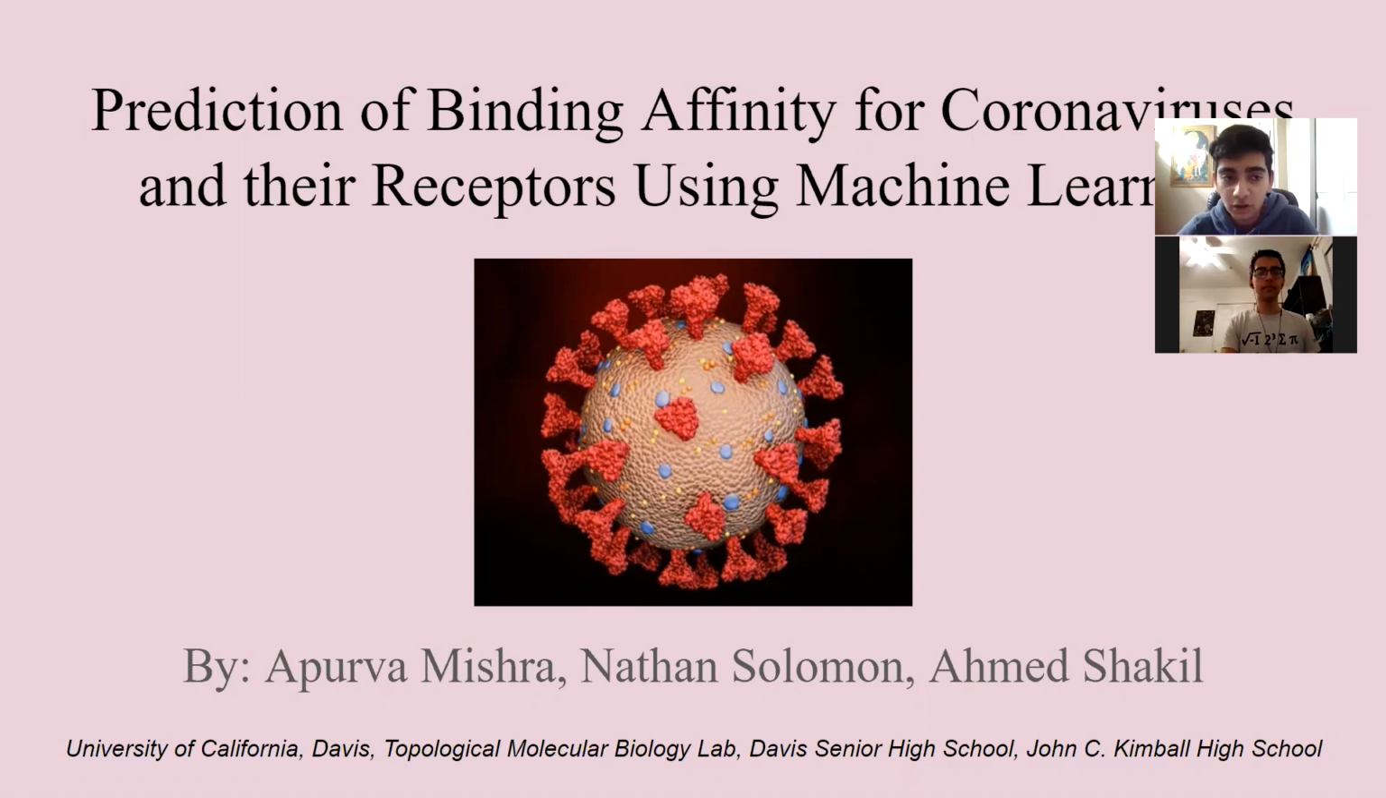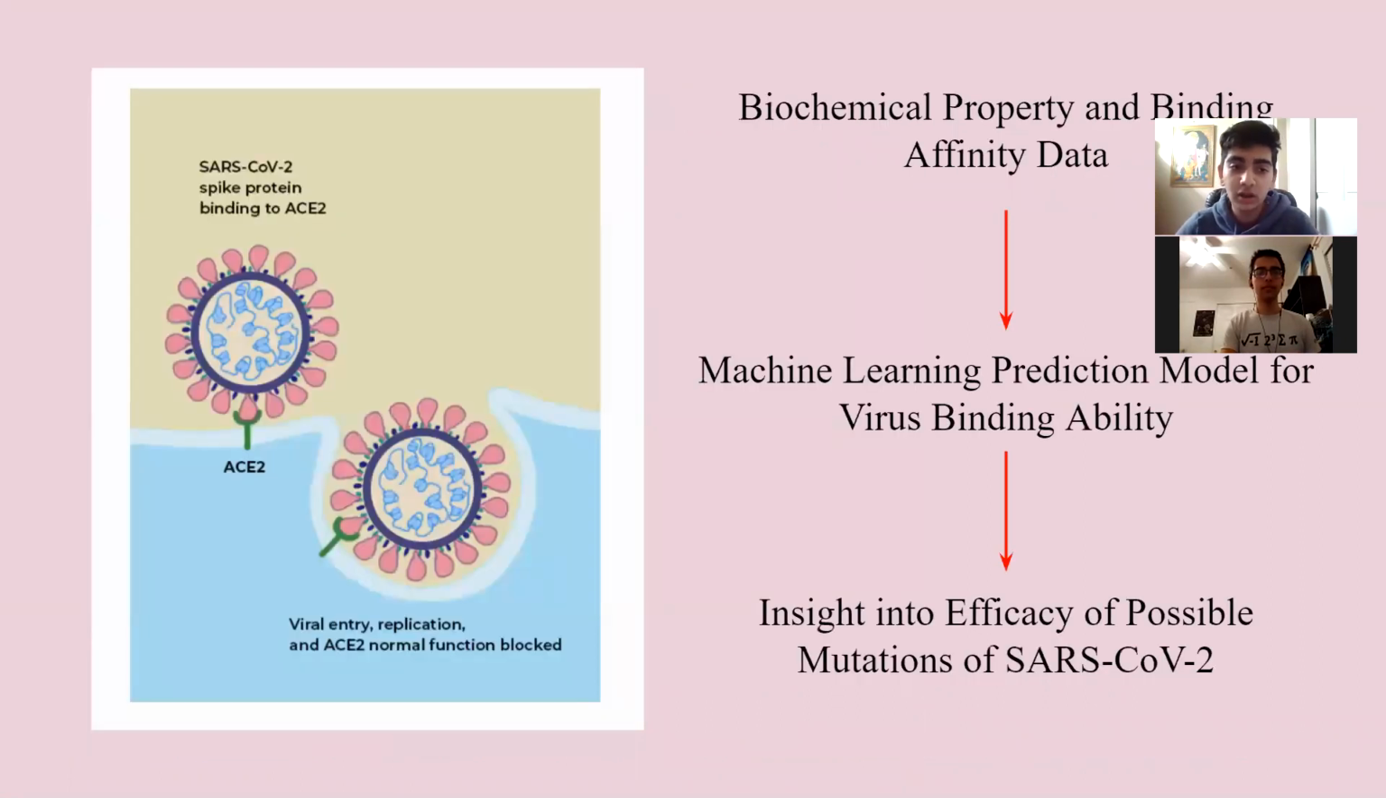We are conducting this project under the Topological Molecular Biology Laboratory at UC Davis, California, United States of America. Our project attempts to create a machine learning model that can predict how easily new mutations of the SARS-CoV-2 virus can infect a host.